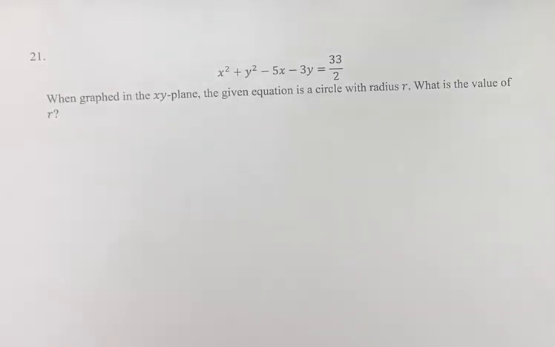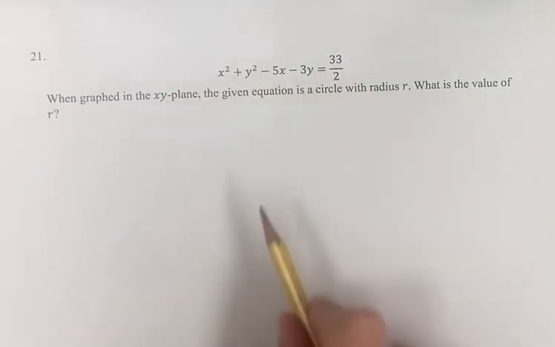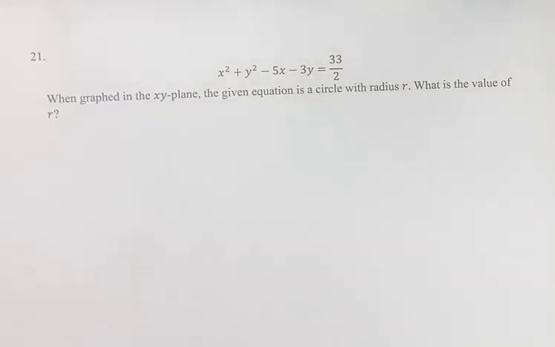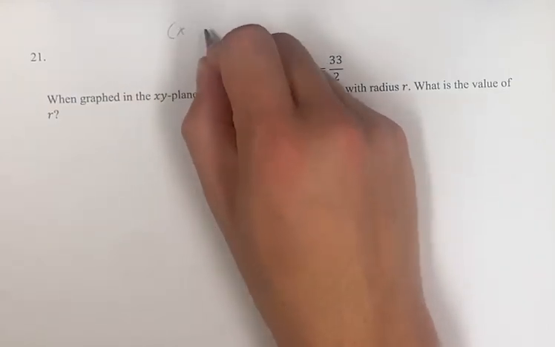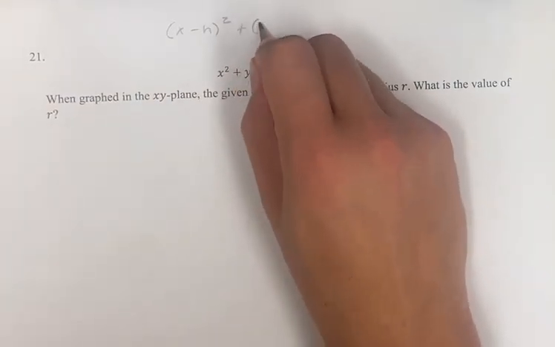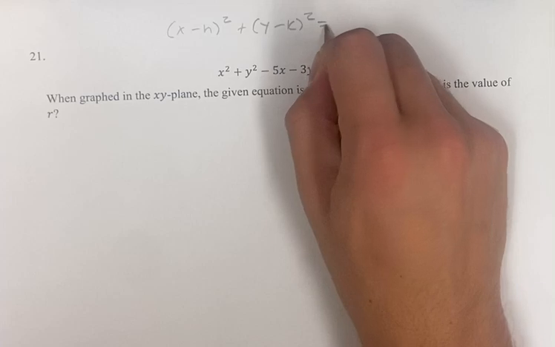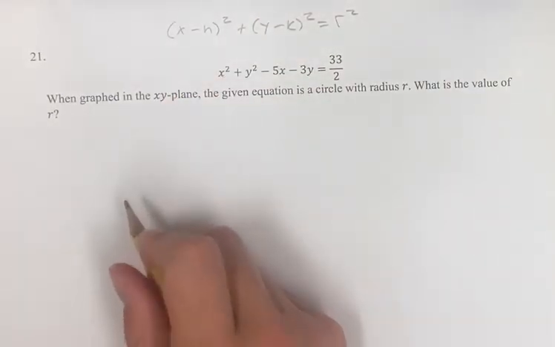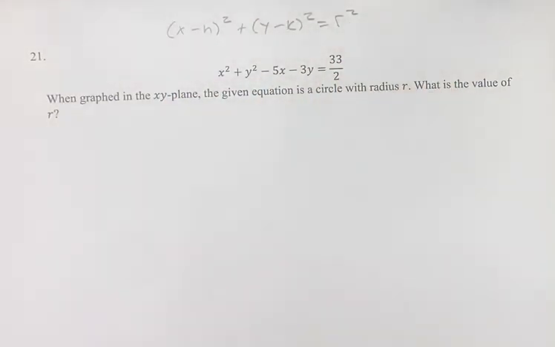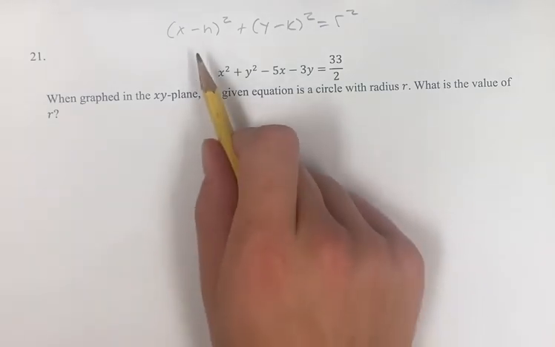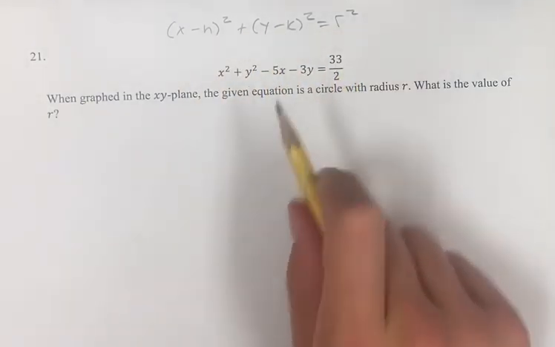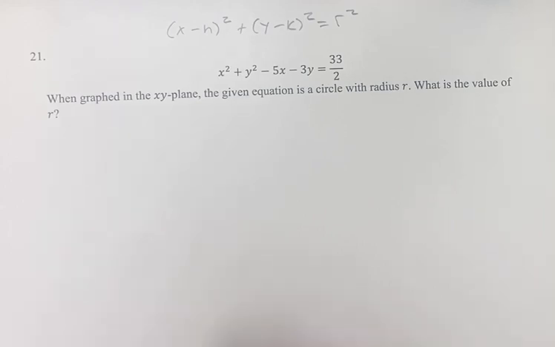In this problem, we have the equation of a circle. We're looking to find its radius. So this is not the standard equation of a circle. That would look like (x - h)^2 + (y - k)^2 = r^2, where the center is (h, k) and the radius is r. So how do we get this into this form?